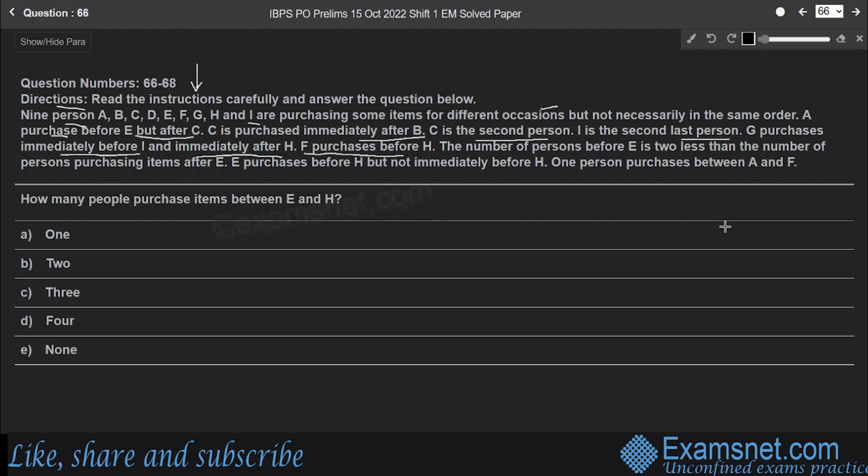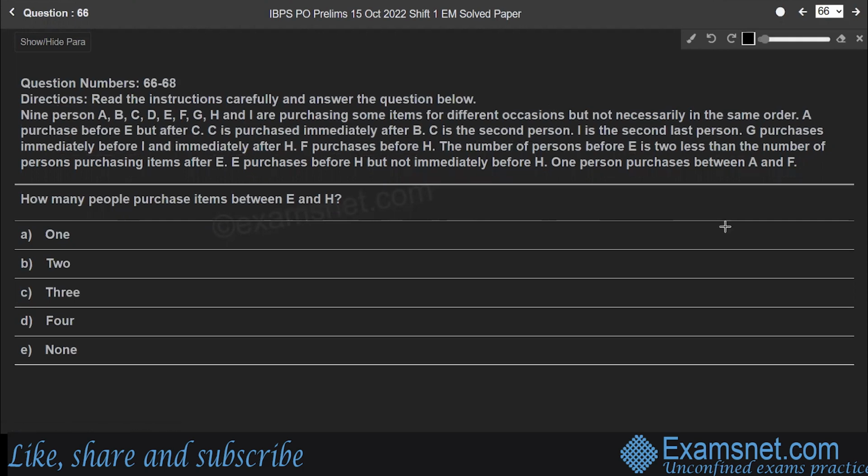F purchases before H and the number of persons before E is 2 less than the number of persons purchasing items after E. E purchases before H but not immediately before H. Then one person purchases between A and F. Then the question is, how many people purchase items between E and H?